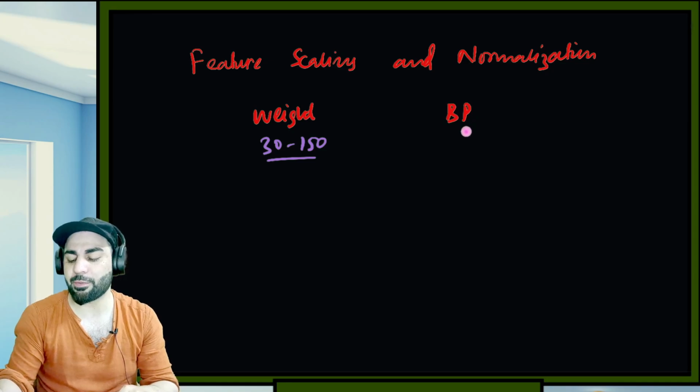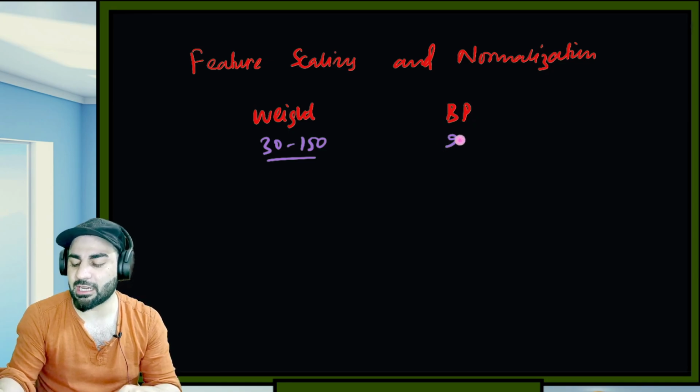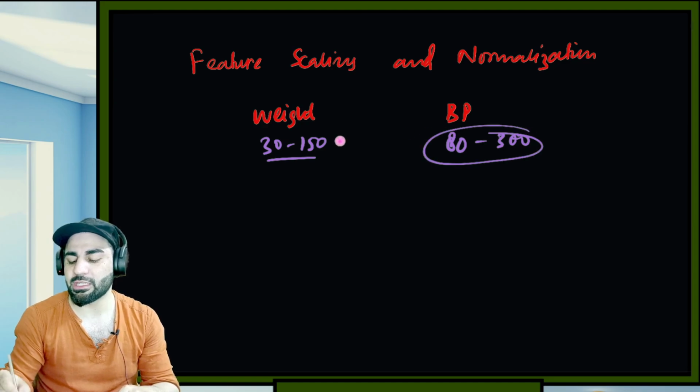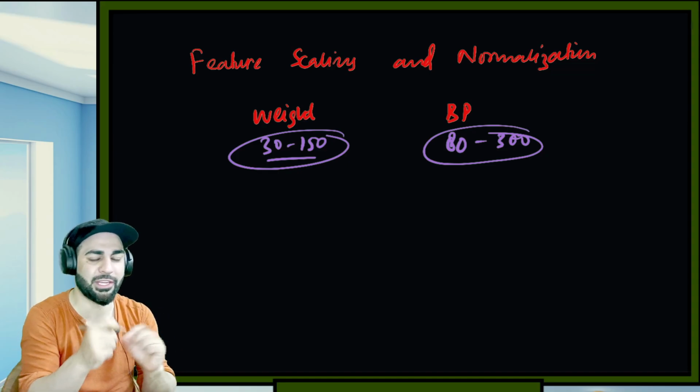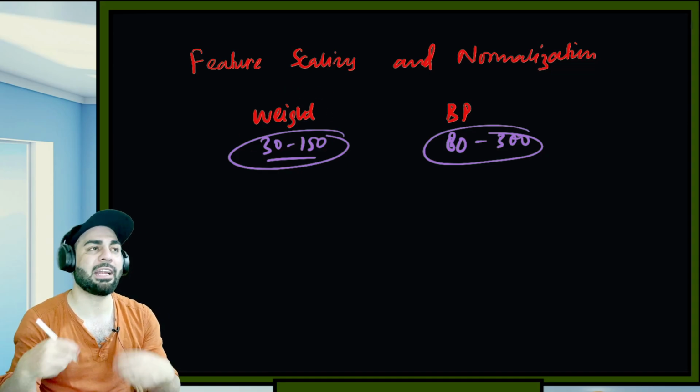But if you see blood pressure values, they start from, let's say, 80 to, say, 300, something like this. So you see this range is quite different. When you are making the model, the model will take some non-linear combination of these and make the prediction.